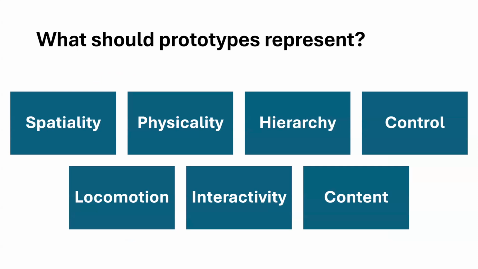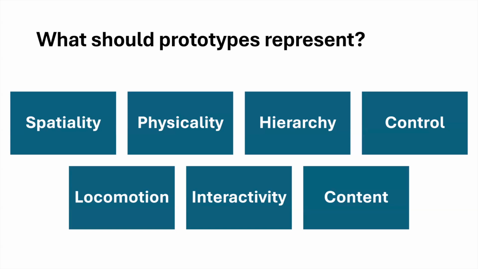Prototypes usually represent parts of the final product. So what parts should prototypes represent? There are actually a lot more than these, but these are just the more relevant aspects that maybe you can consider during this week. So spatiality, which is like the position and scaling of objects. There is physicality, which involves tangible objects that you can touch.